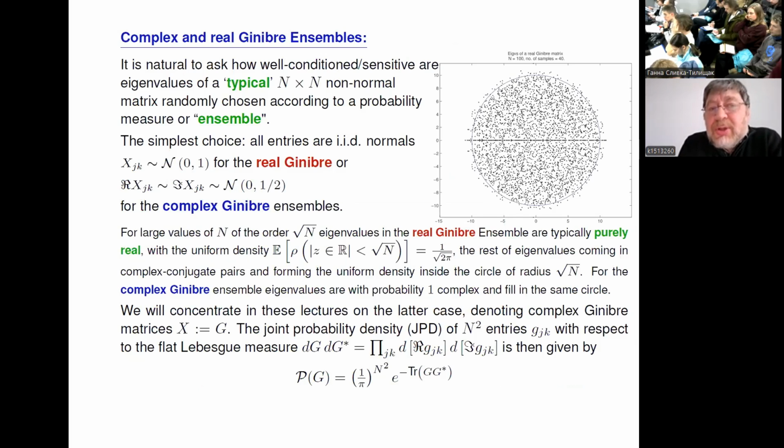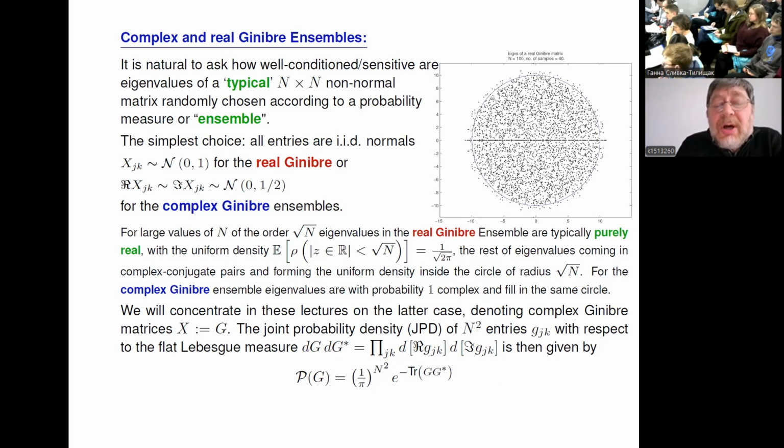So dealing with random matrices, it's natural to ask how well conditioned or sensitive to perturbations are eigenvalues of a typical matrix, in the sense of taken randomly according to some specified probability measure or ensemble. The simplest or the standard choice of random matrix ensembles, as probably many or all of you know, is to take entries of the matrices Gaussian distributed.